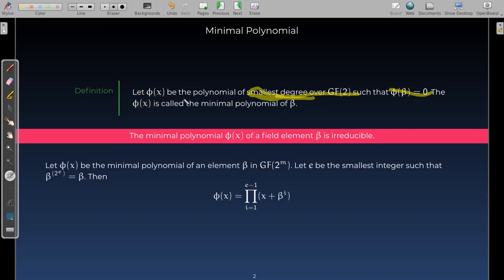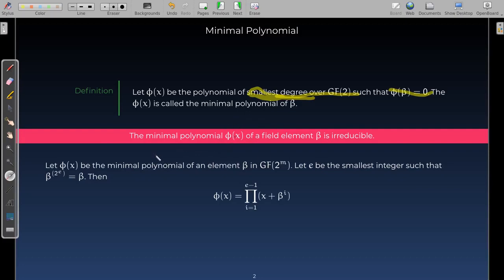Phi x is called the minimal polynomial of beta if it is the smallest degree polynomial which has beta as one of its roots. One of the facts about minimal polynomials is that the minimal polynomial phi x is an irreducible polynomial. We told you that if it is a reducible polynomial, then it cannot be a minimal polynomial of field element beta.